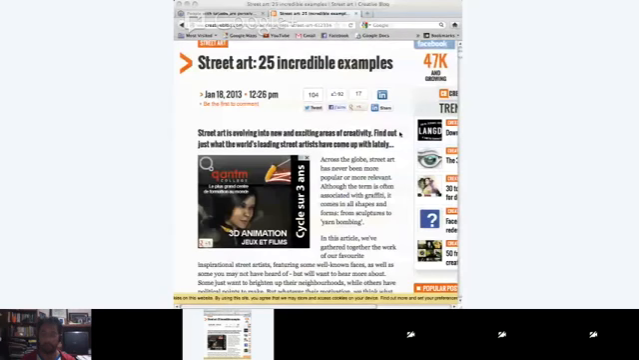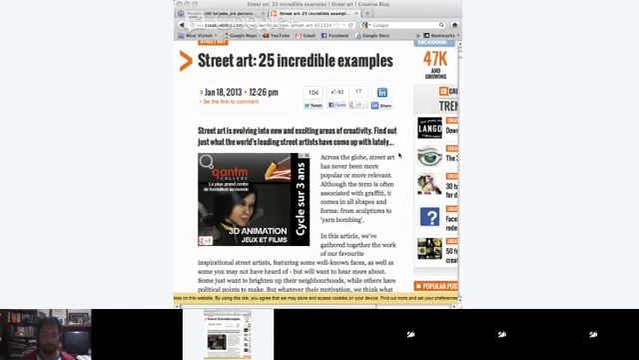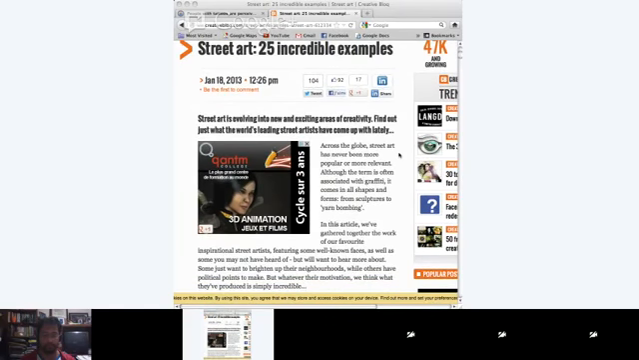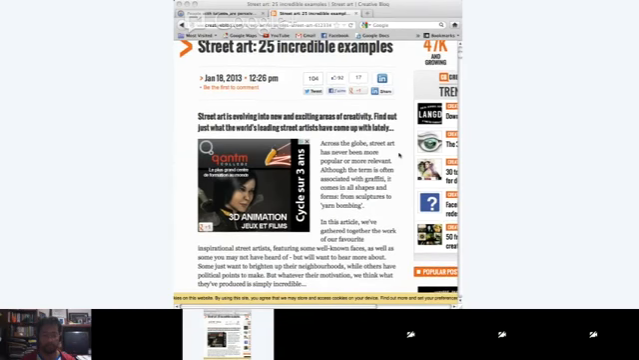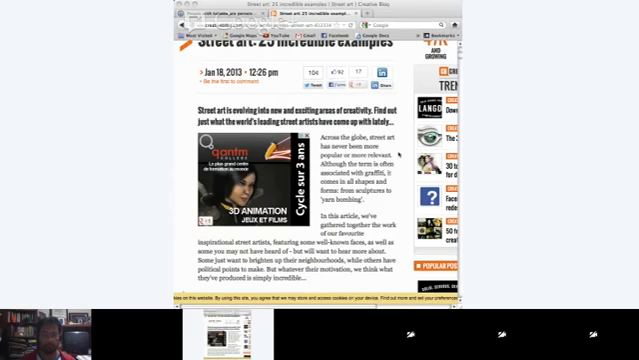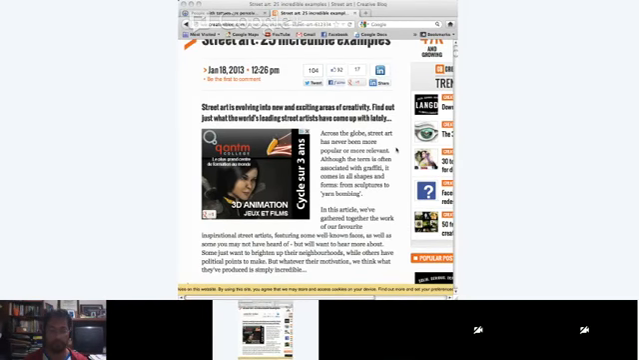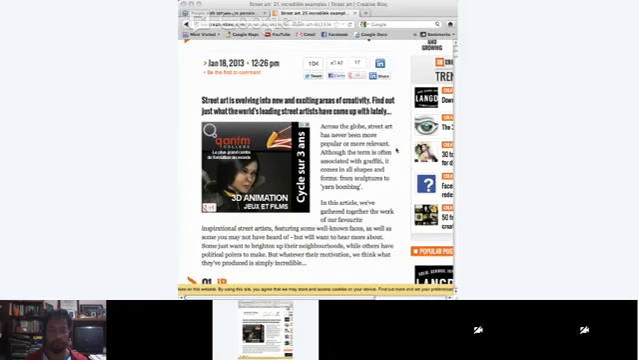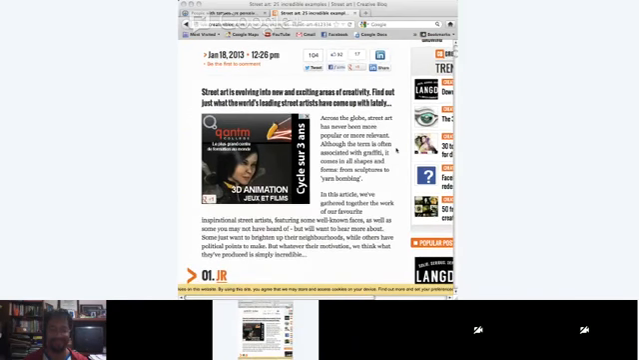These are examples of the second category we talked about, the aesthetic, good, beautiful kind of art that people make in the street. And I think this will help us better define what we mean by political street art. Underneath here it says, street art is evolving into new and exciting areas of creativity. Find out just what the world's leading street artists have come up with lately. I'm going to read the first couple paragraphs, and then we'll be discussing a couple of these examples for the last 20 minutes of class.